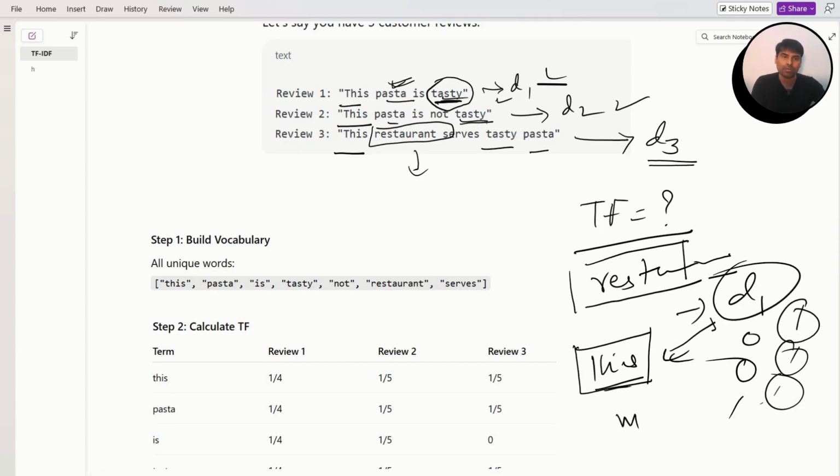It is called the most frequent word. It is repeating more times. But the frequency of restaurant is less. It is just repeating one time. It is called a rare word. So there are two things: one is called rare words, and one is called frequent words.